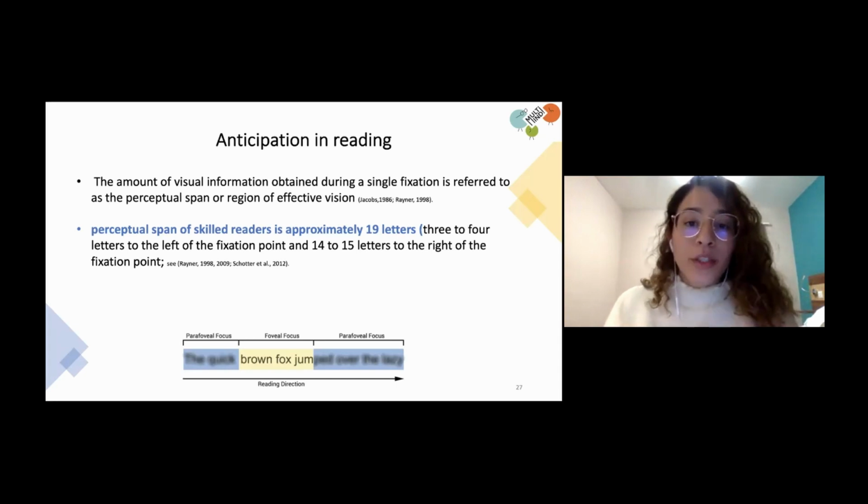And actually it has been found that the perceptual span usually extends in the direction of reading. For example, in English, we read from left to right. So our perceptual span appears to be larger to the right side. It means that we're able to see up to 14 to 15 letters to the right of the fixation point that we have during reading. So we will be reading one word, but our eyes will scout further to scan the upcoming letters in the text that we're reading. And this is evidence for anticipation, that before we even move our eyes toward the upcoming letters, we're already processing them through parafoveal processing.